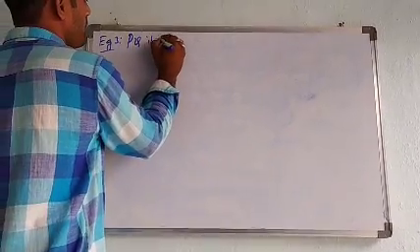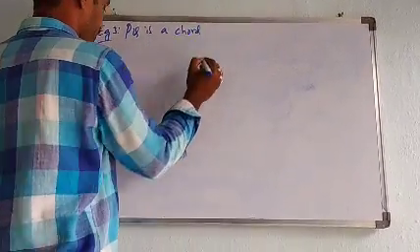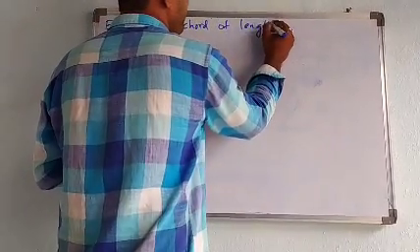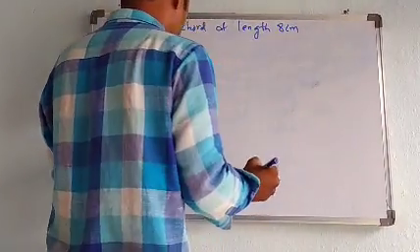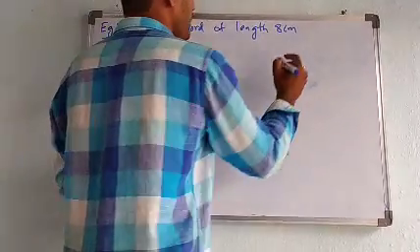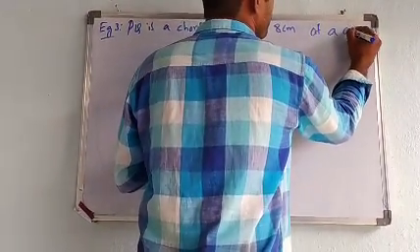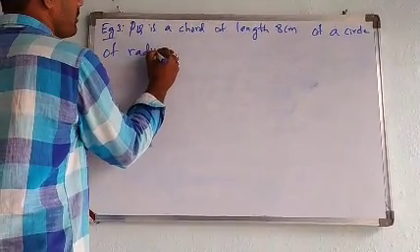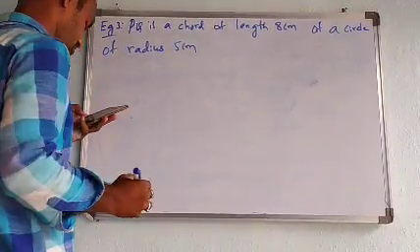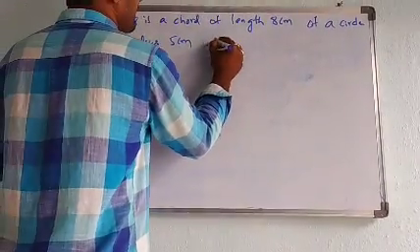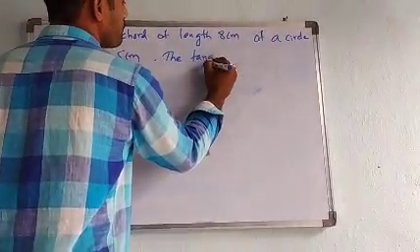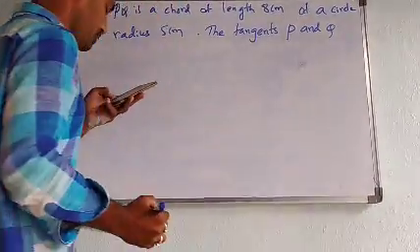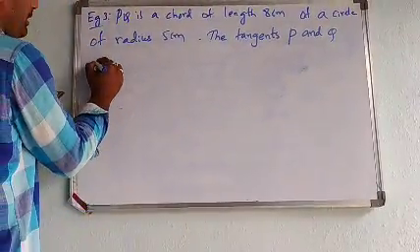Here the question is: PQ is a chord of length 8 centimeters of a circle of radius 5 centimeters. The tangents at P and Q intersect at a point T.